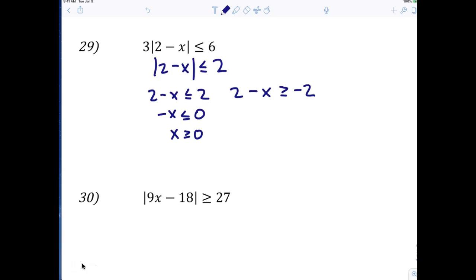Any questions or concerns there? Now let's go to the other side. Negative x greater than or equal to negative 4. So x is less than or equal to 4. Now, again, are they running towards each other or opposite? They're running towards each other. So we know it's just from 0 to 4.